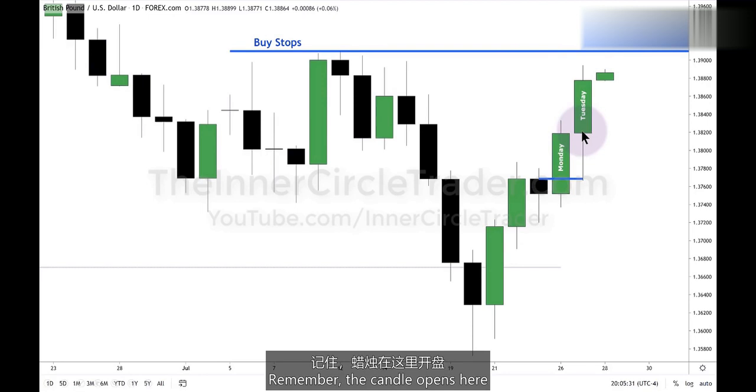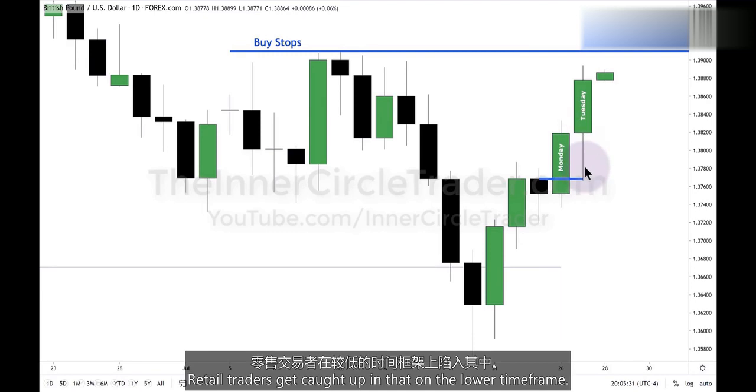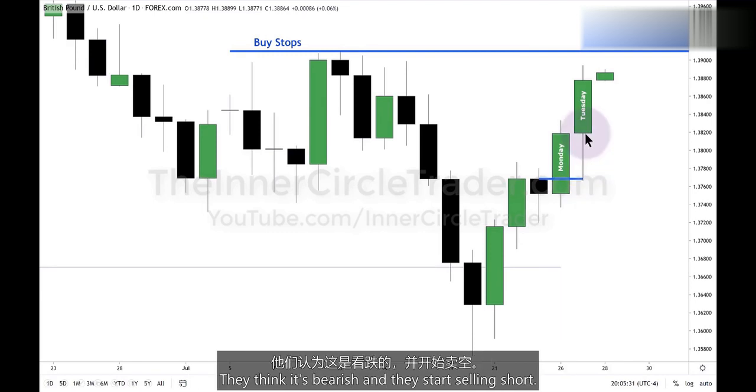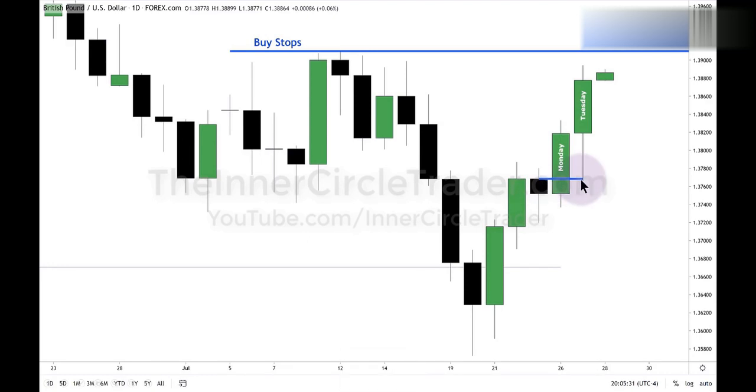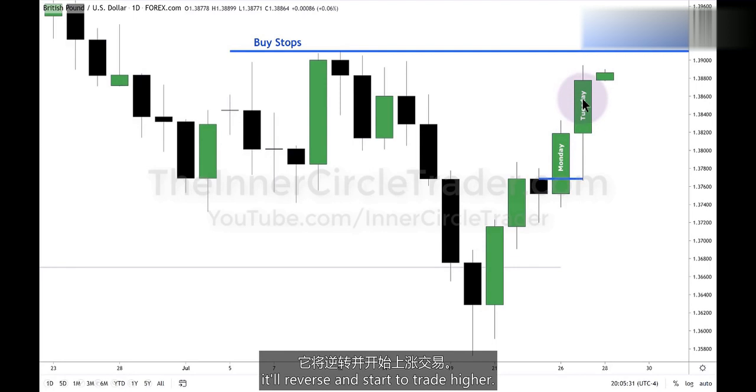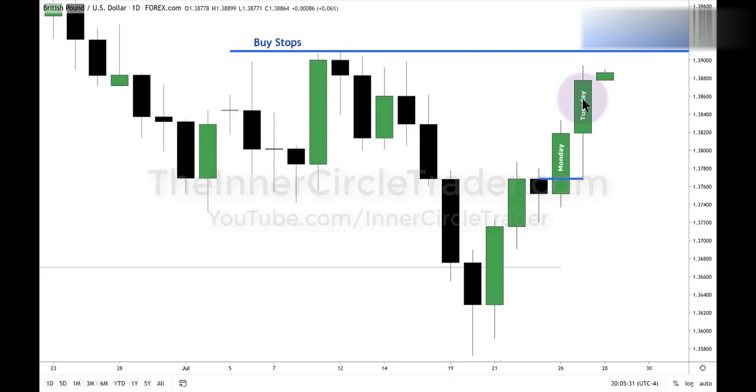Remember, the candle opens here and then trades down. This is a Judas swing. Retail traders get caught up in that on the lower time frame. They think it's bearish and they start selling short. And then when it hits a higher time frame level like this, that's key or significant, it will reverse and start to trade higher, and it catches them off guard.